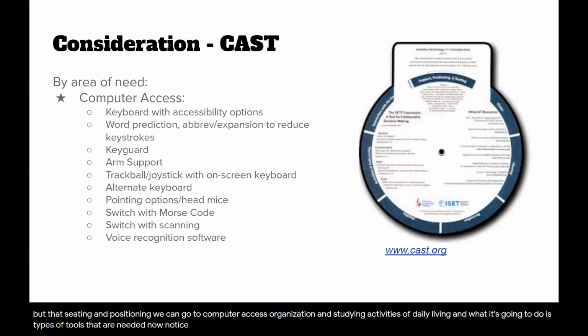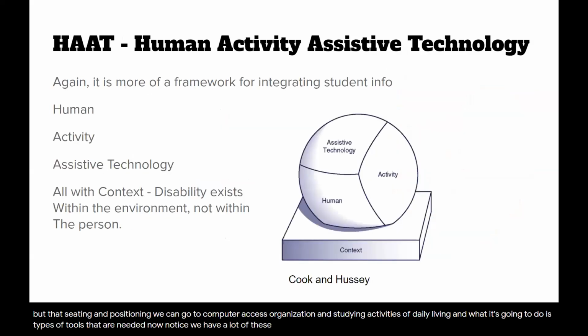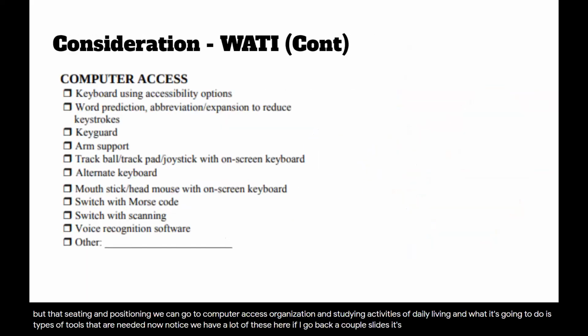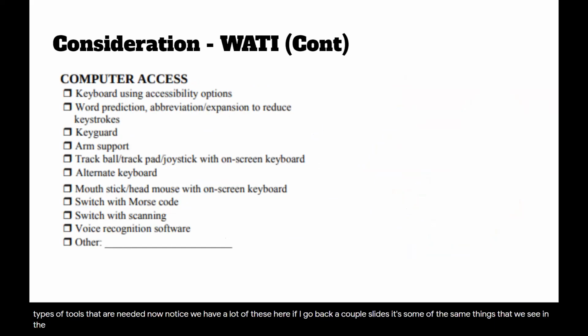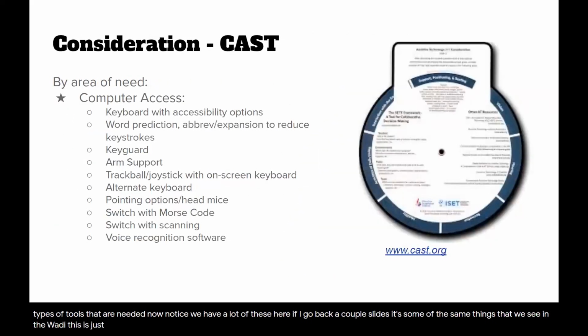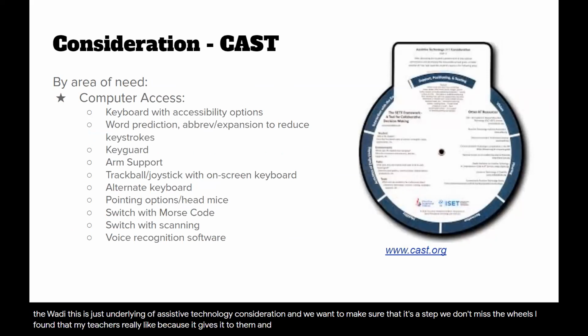Now notice, we have a lot of these here. If I go back a couple slides, it's some of the same things that we see in the WATI. This is just underlying of assistive technology consideration, and we want to make sure that it's a step we don't miss. The wheels I found that my teachers really like because it gives it to them in something nice and compact. CAST also has some really cool Universal Design for Learning guidelines in a wheel on their website. That's kind of fun too.